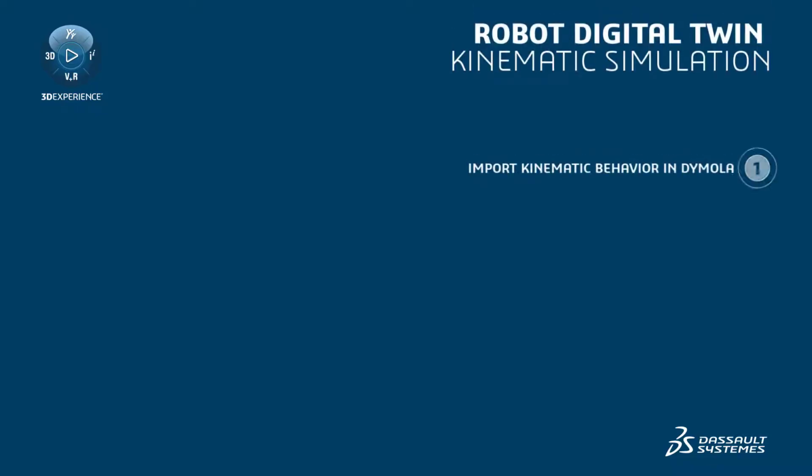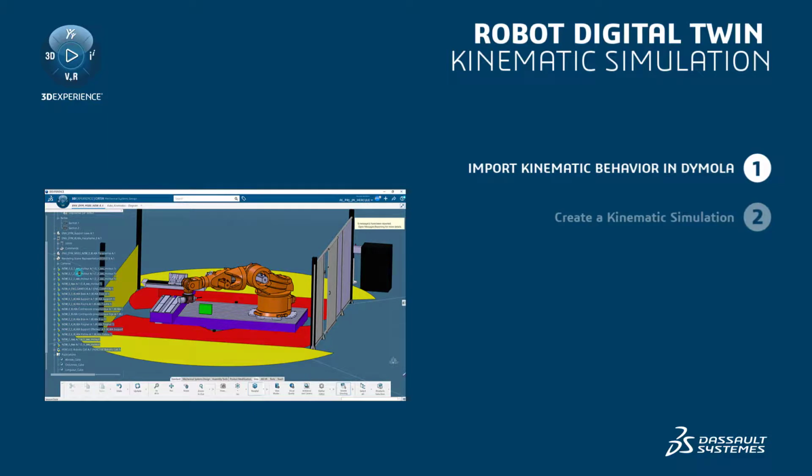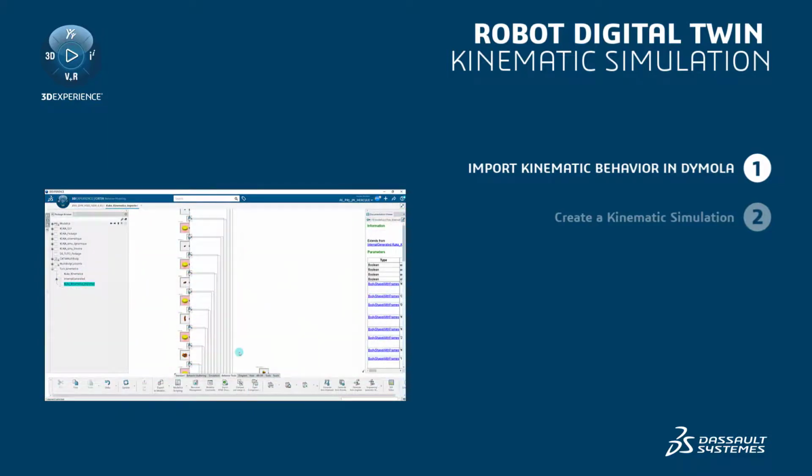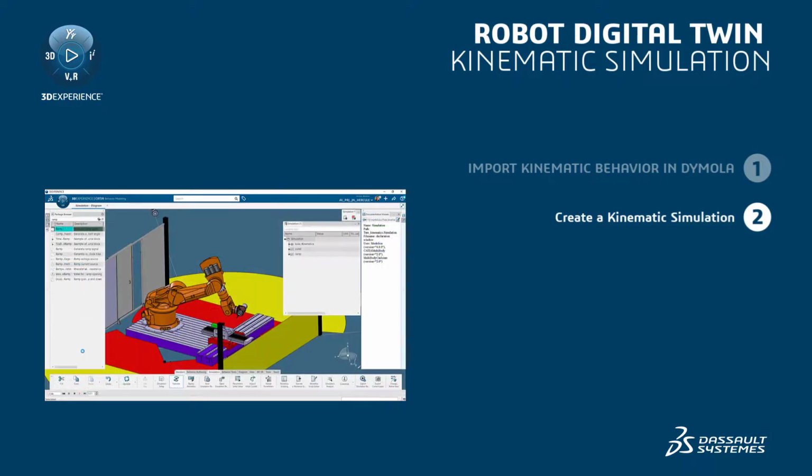Let's summarize what we have learnt during this video. First, we saw how to import a kinematics behavior from a Catia assembly to a Dymola behavior model. Then, we saw how to create a kinematics simulation in the Dymola app. In the next video, we will see how to create an inverse kinematics model.